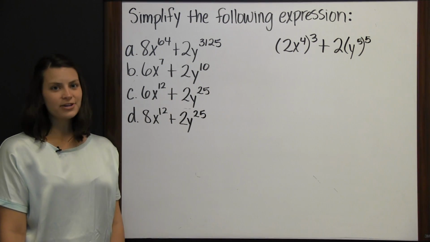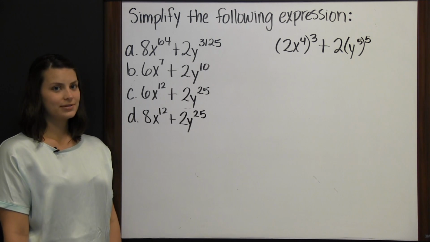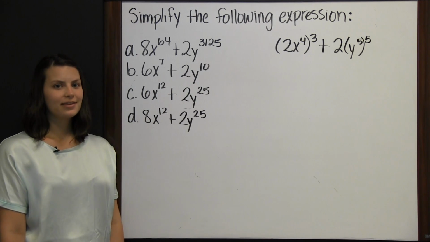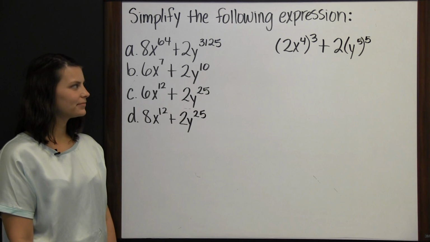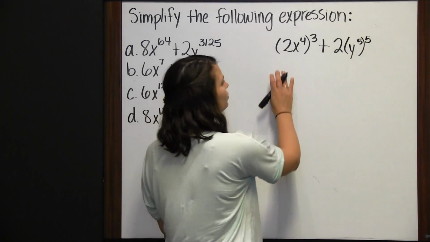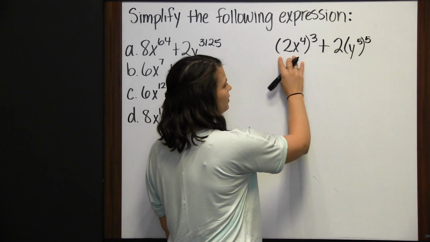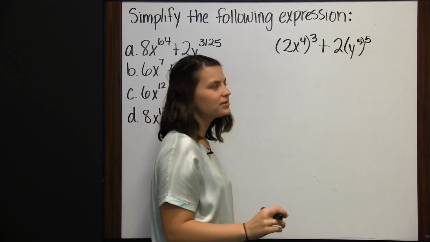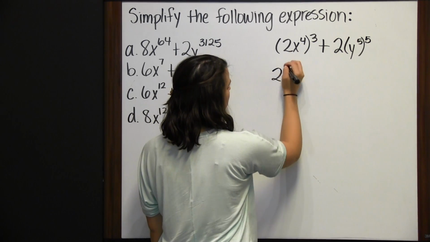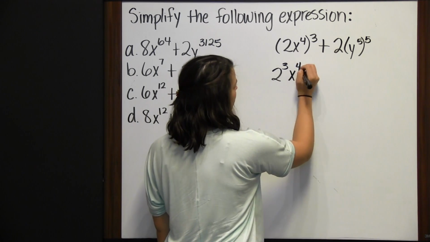Simplify the following expression. The quantity 2x to the 4th, cubed, plus 2 times the quantity y to the 5th, raised to the 5th power. We have to use our rules of exponents here, and our rules tell us that whatever is inside the parentheses must be raised to the exponent outside that parentheses. So we have 2 cubed times x to the 4th, cubed.